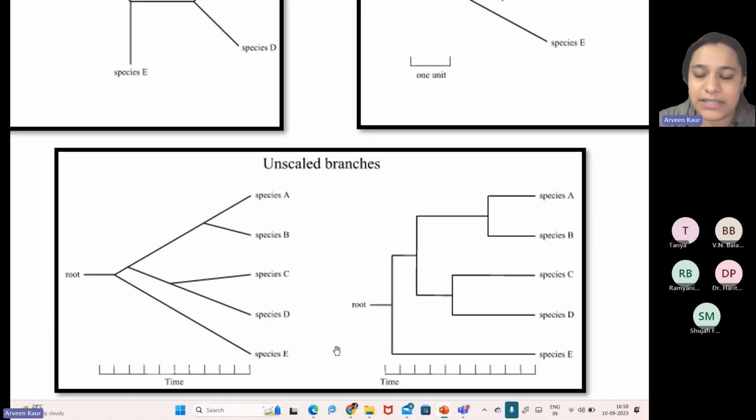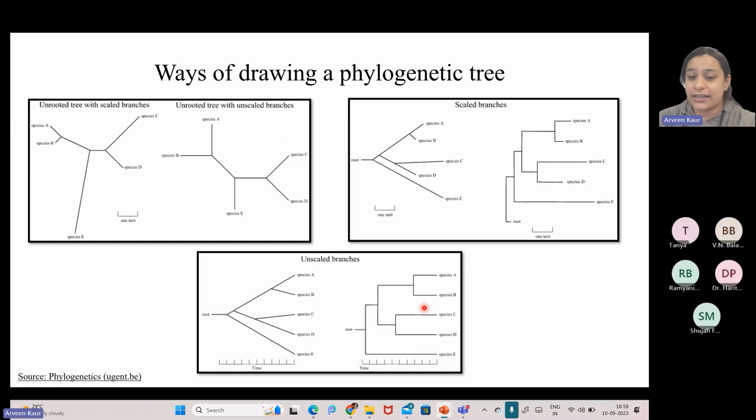These unscaled branches will represent the divergence of species, and it might even represent which one is preceding which. So over here, we know that the root species is the one that is mentioned as root. After that, which is coming first? Okay, so in unscaled branches, after the root, you will not be able to tell which species is coming first. But over here, you might be able to tell that after the root, species D has lesser distance from the root than species E. So maybe species D is coming first and then species E is arising.